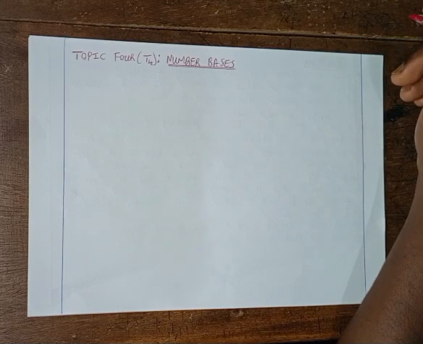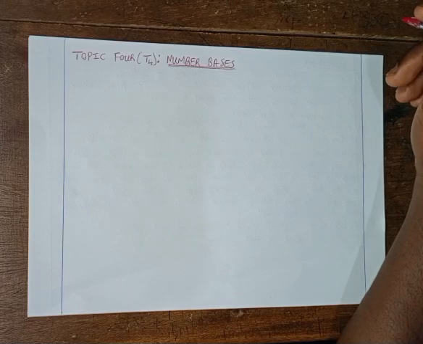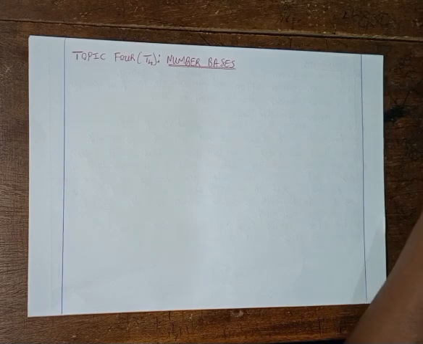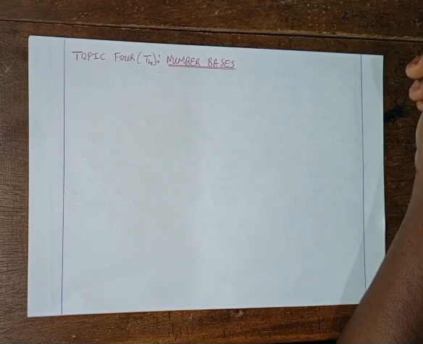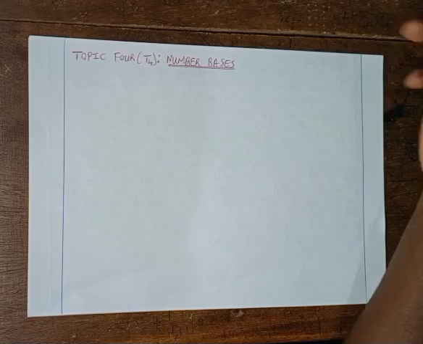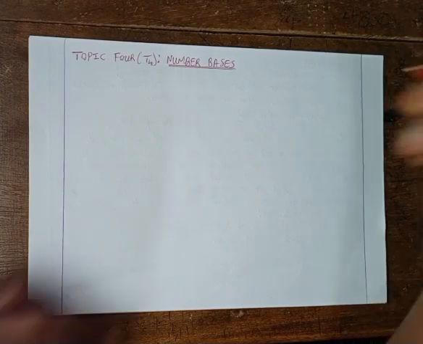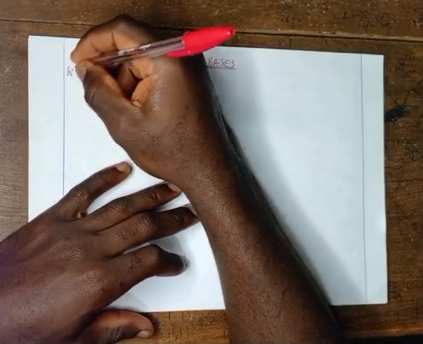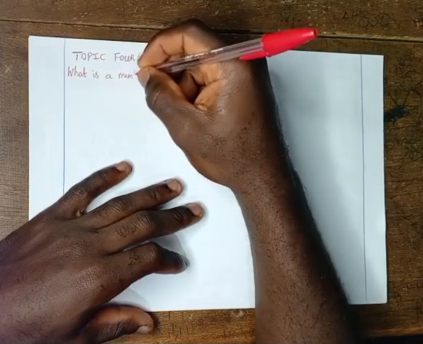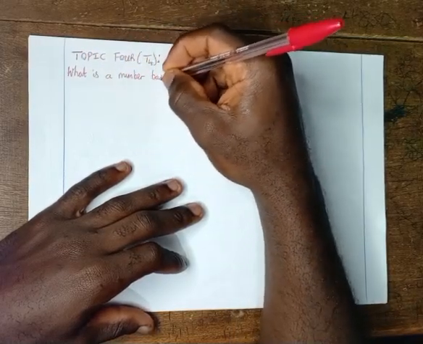All these examples I've just listed, you'll discover that counting is done in groups of a particular number. All these examples cited, they are applications of number basis. Now let's take down this question. What is a number base?